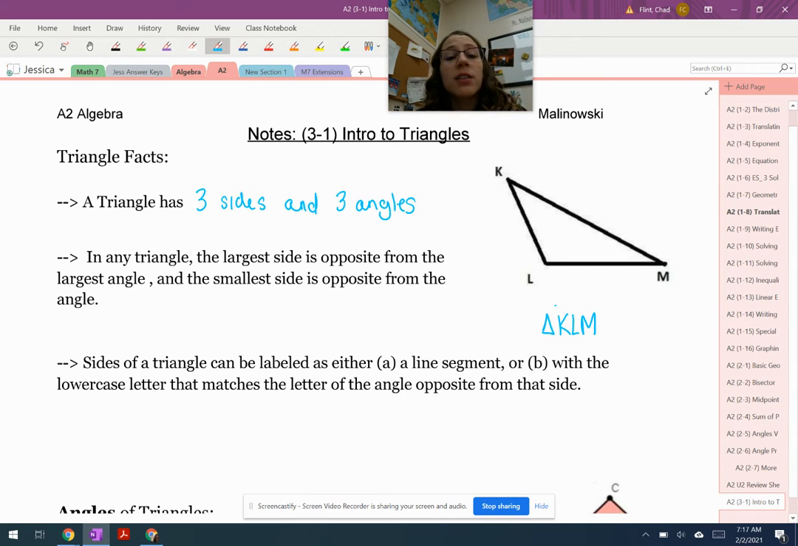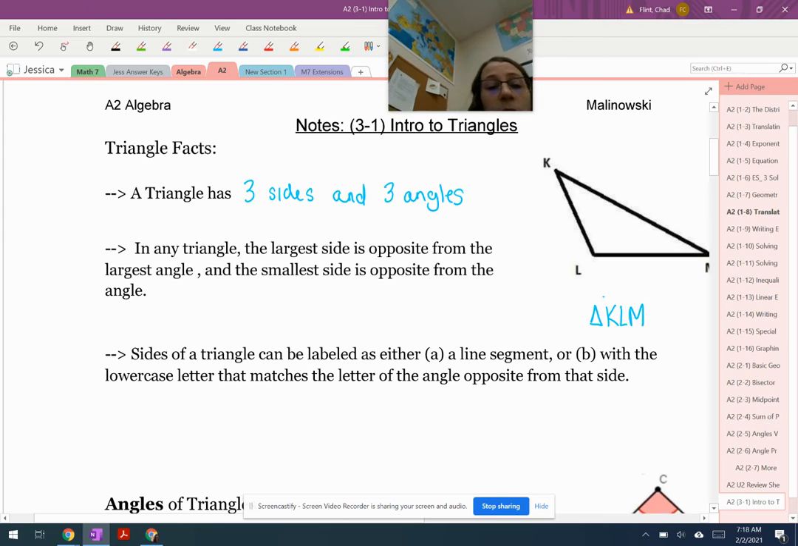In any triangle, the largest side is opposite from the largest angle. And the smallest side is opposite from the blank angle, which would be the smallest angle. We have to fill that in. The smallest side is opposite from the smallest angle.